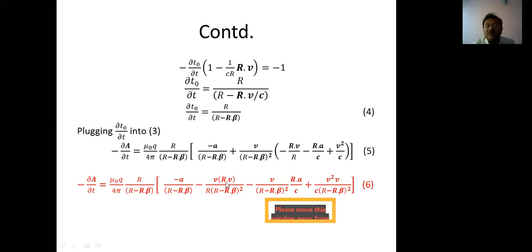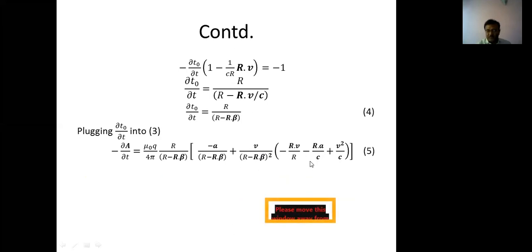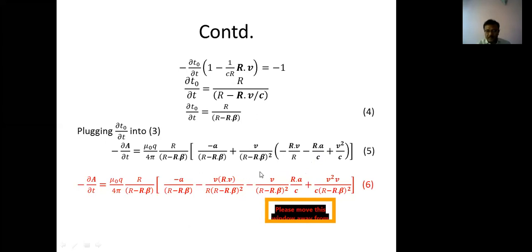Okay, one of the signs comes from v probably. So this is minus v over. Sorry, we are multiplying this inside. So it is v times r v over r times r minus vector r dot beta, whole square, and again we multiply inside. So the second term comes from this small bracket, and it is v over this thing times r v over c. And this is plus. So v square by c times r minus vector r dot beta, whole square. So this is equation 6.